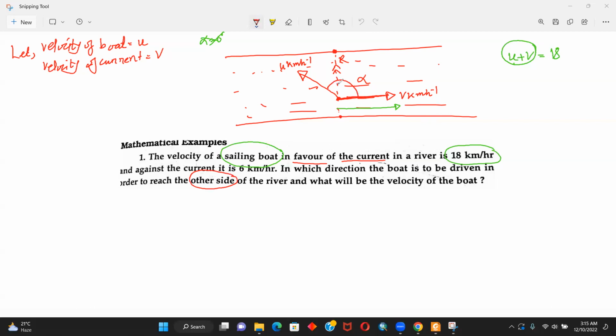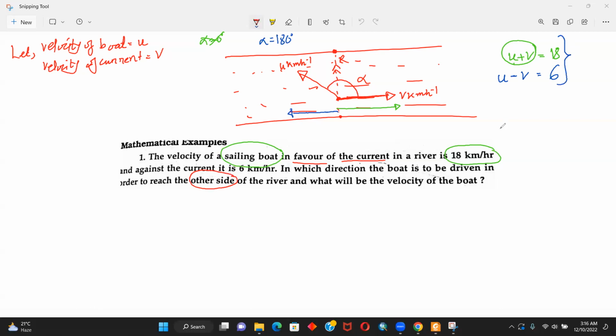Are you getting me? Okay, so now tell me, if the boat goes in this direction, which is against the current, then its velocity will be, if alpha is equal to 180 degrees, u minus v, right? So it will be equal to 6. Now let us solve these two equations to get the velocity of the boat and the velocity of the current.